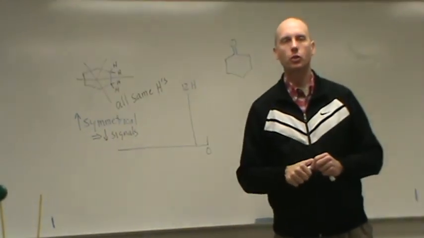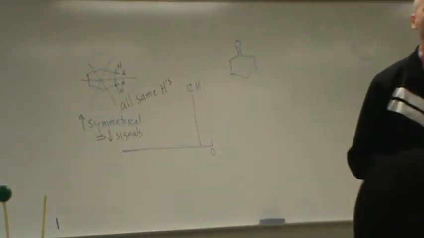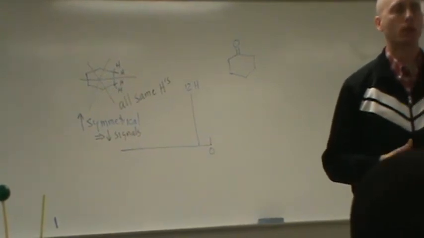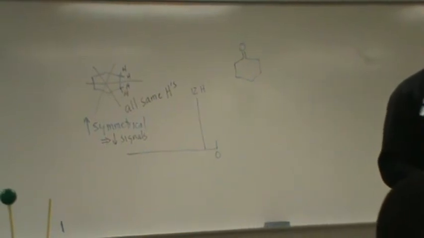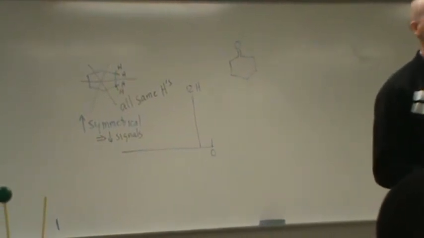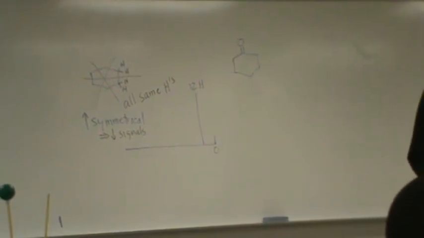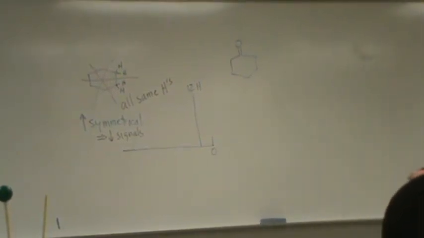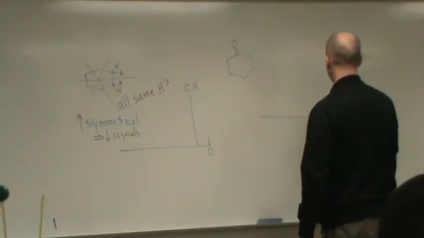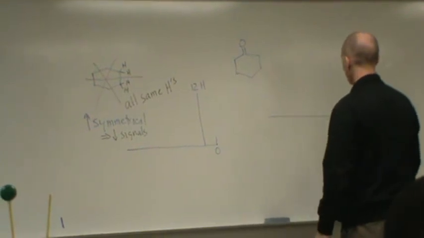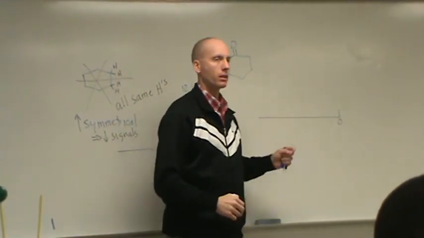Cyclohexanone. Why don't you take a couple of minutes and see if you can figure out what the NMR looks like for this. You may want to draw the hydrogens on there, start labeling them, and then draw the NMR. Okay, I think you can handle this. I'll give you some help by drawing the graph here.